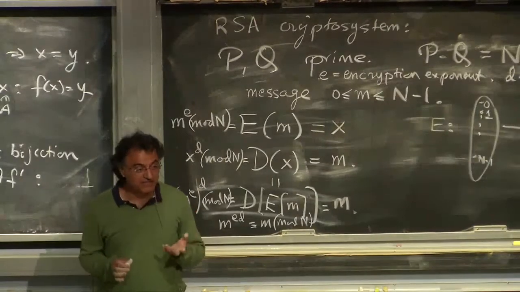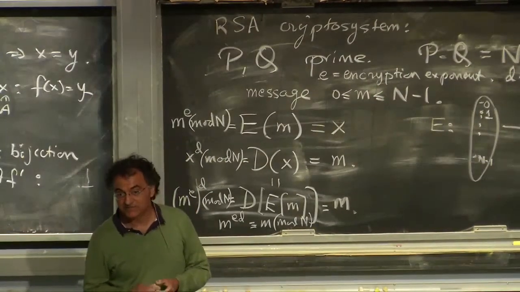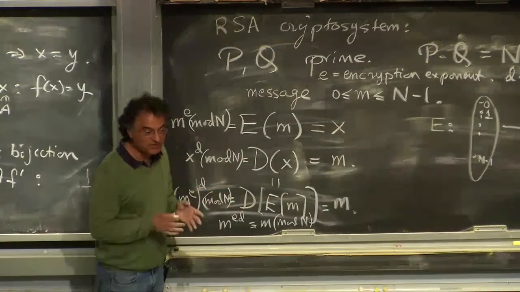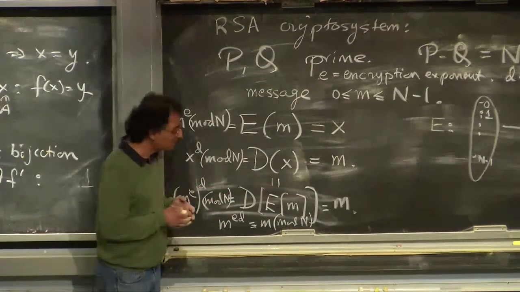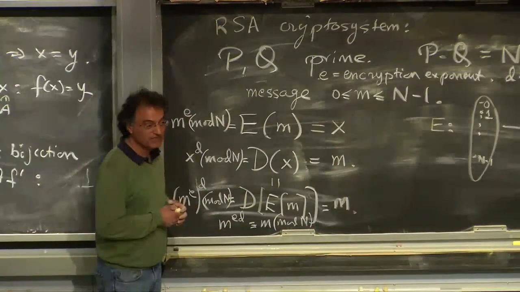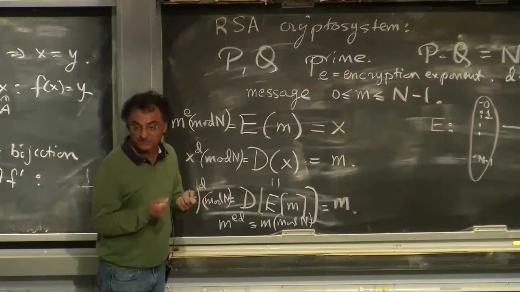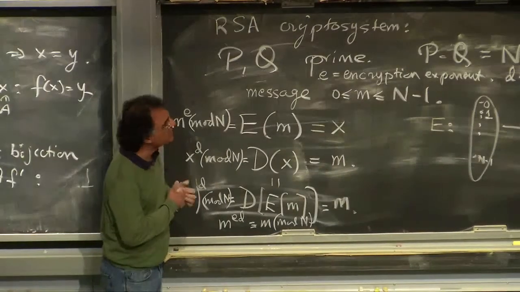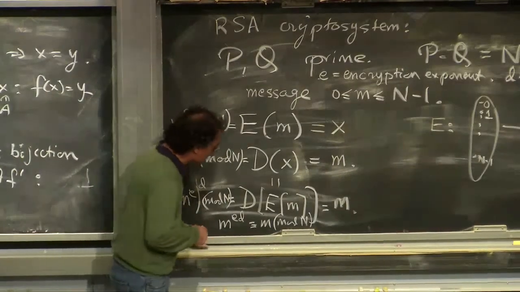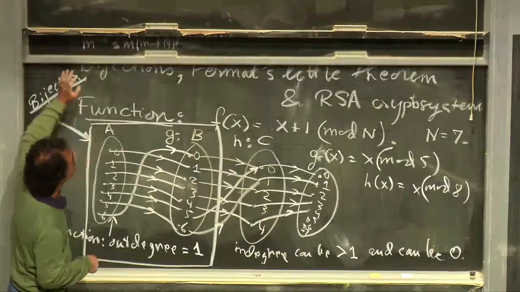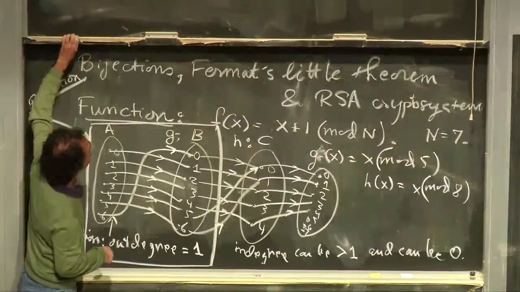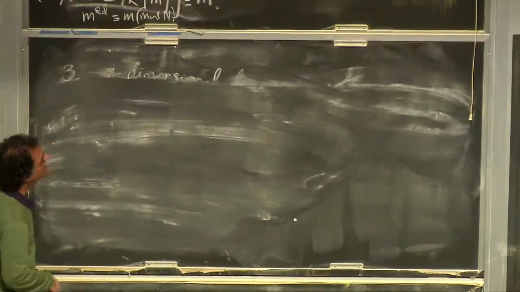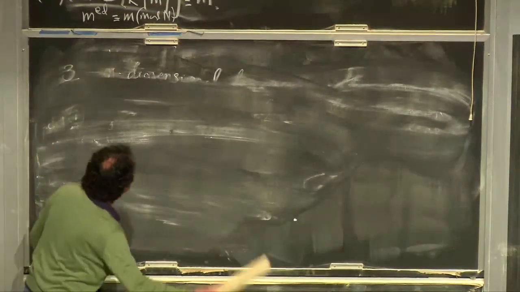RSA stands for the inventors, Rivest, Shamir, and Adleman. Okay, this was a brilliant scheme. Took them a long time to come up with it. But it's absolutely beautiful, and it's incredibly useful. Okay, so what makes it so useful? Well, let's talk a little bit about that. So, what makes it useful?